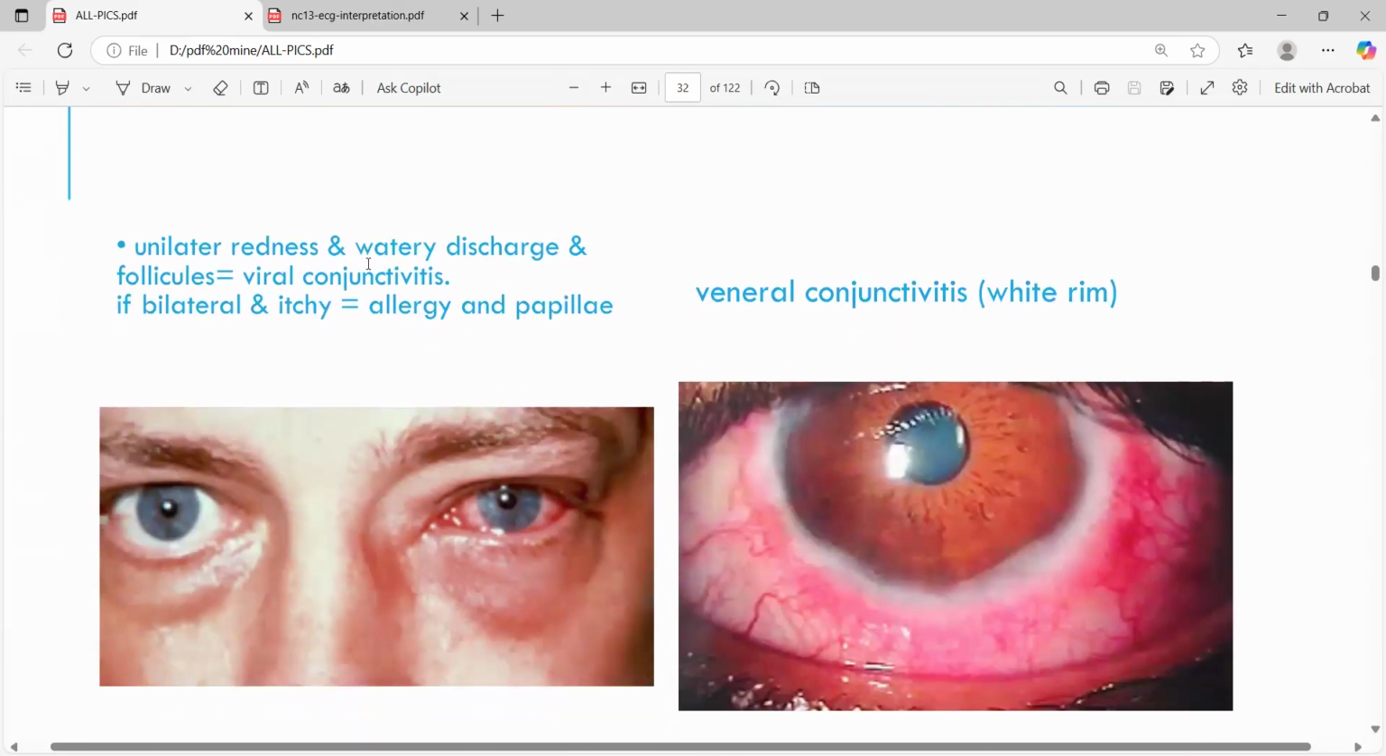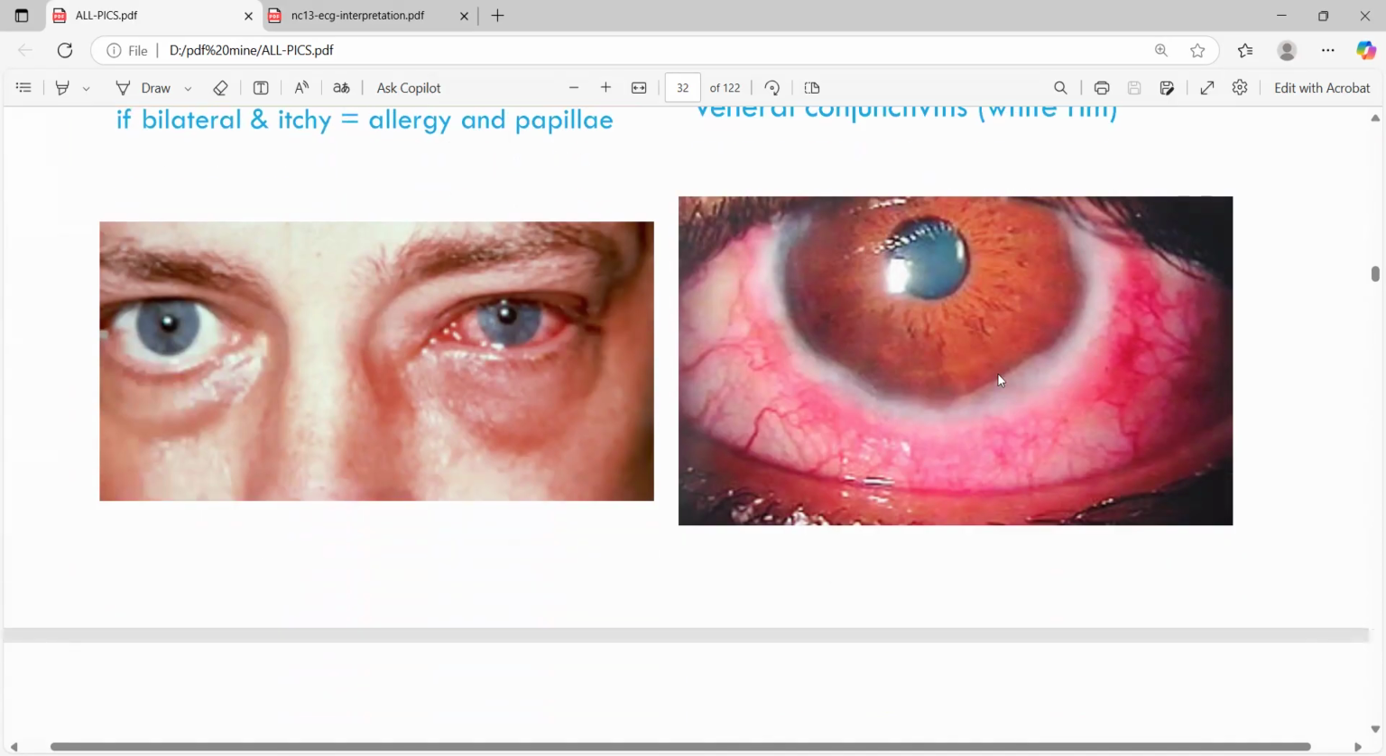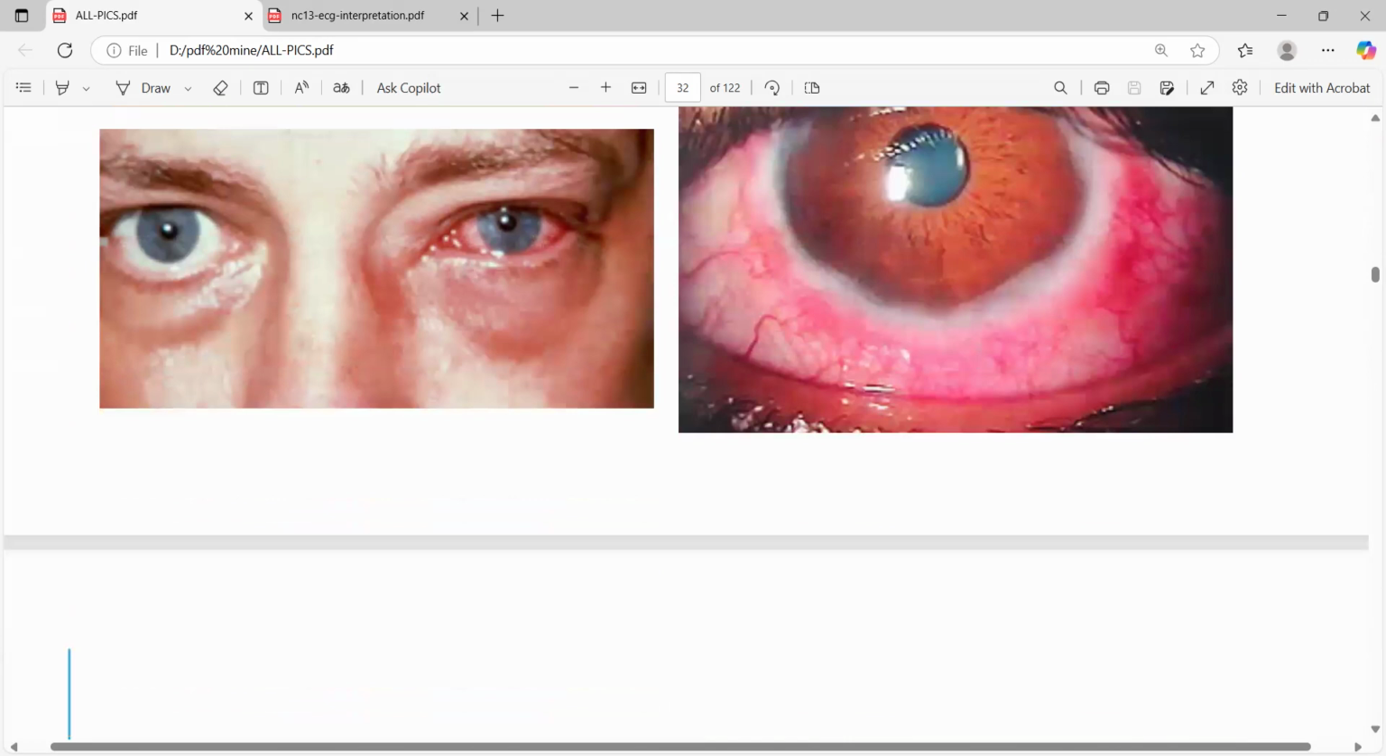So we are talking about unilateral redness and watery discharge with follicles: viral conjunctivitis. If bilateral and itchy, it is allergy or papillae. And then this is basically conjunctivitis, white rim. As you can see, there is a white rim right next to the conjunctiva here. Okay.